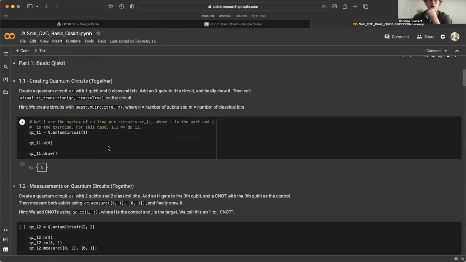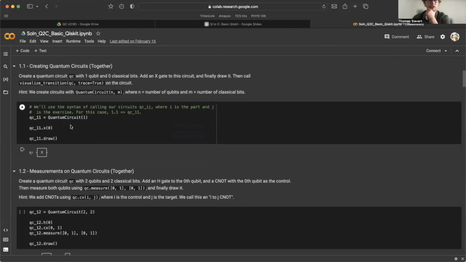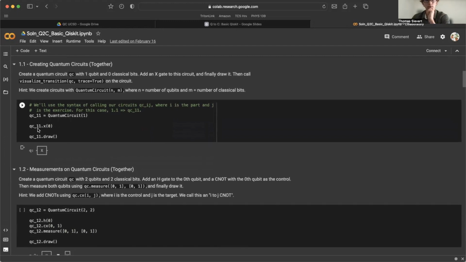So the first couple exercises are just having you get used to making quantum circuits using the quantum circuit command, as well as adding gates. So this is how you add an X gate. Remember, we just call the name of our quantum circuit variable dot, and then the name of the gate we're trying to apply. So QC.X tells us to apply an X gate, and we pass it one parameter, which is just the qubit we're applying the X gate to. And then I've just drawn it, and you see this nice little picture output.